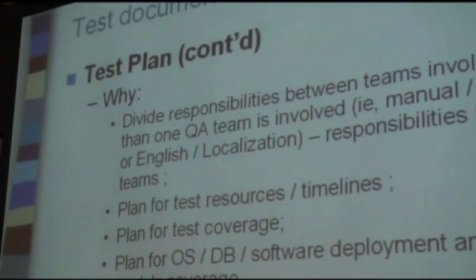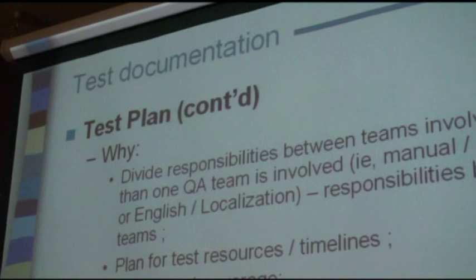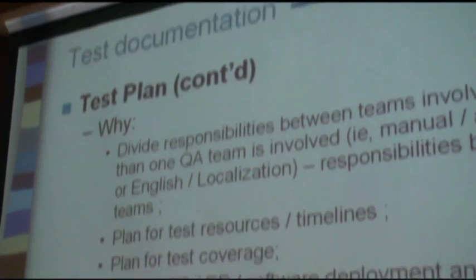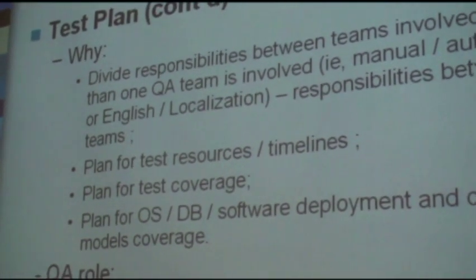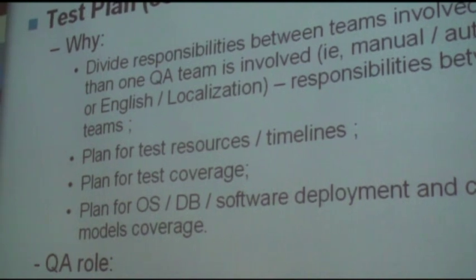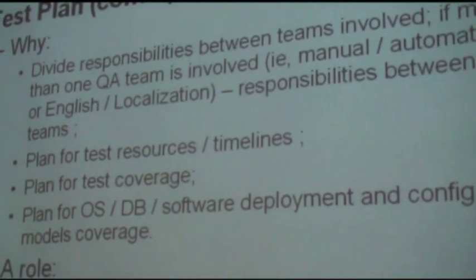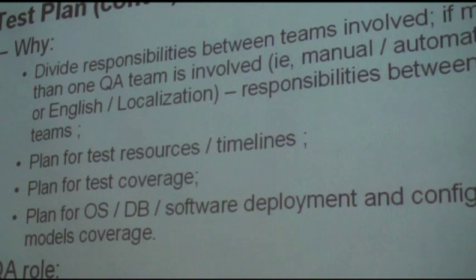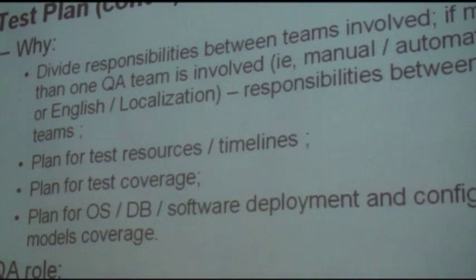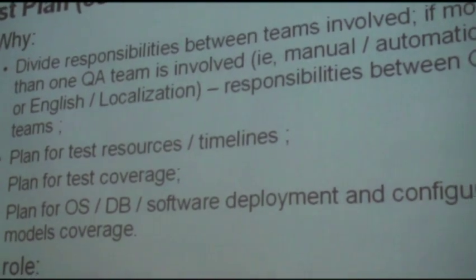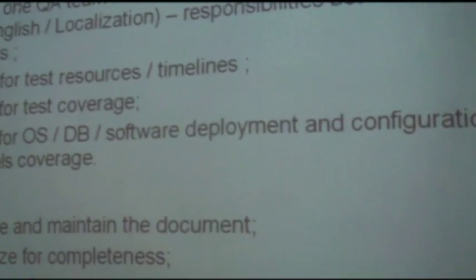Why do we need a test plan? We need this to divide responsibilities between teams who are involved in testing and developing software. If more than one QA team is involved, for example, if you have manual testing versus automated testing or localization testing to be done, we need to divide responsibilities between the multiple QA teams involved. We also need to plan for test resources and timelines. We need to plan for test coverage.